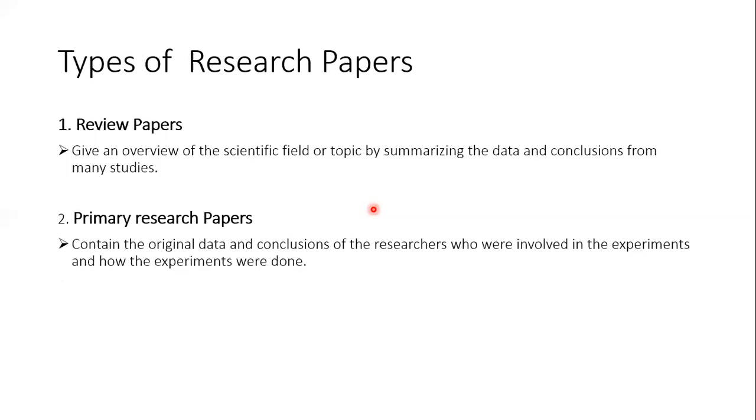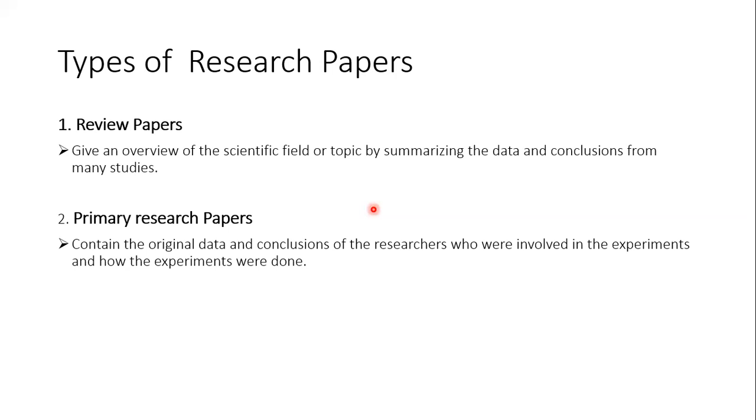So basically, there are two types of research papers. One is review papers and the other one is primary research papers. So what is a review paper? A review paper is a way of collecting or summarizing any particular topic based on existing data or existing sources. Suppose, let's say, I am going to write a research paper on text summarization.